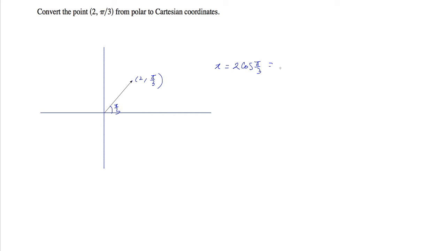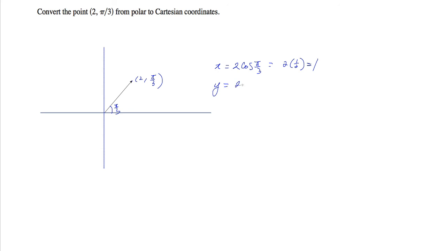Okay, so convert the point 2, pi over 3 from polar to Cartesian. Okay, so the radius is 2, and the angle is pi over 3. The x is going to be the radius 2 times cosine of pi over 3. Cosine of pi over 3 is half, so we get 1.